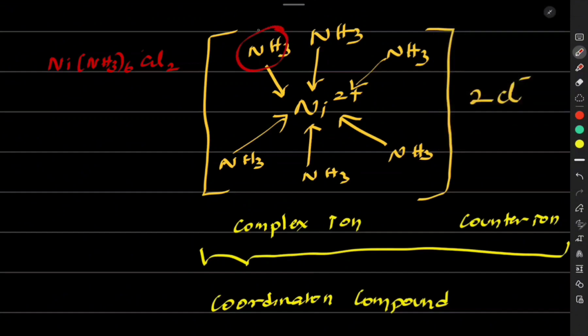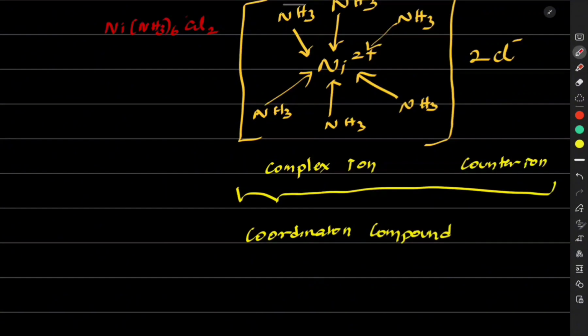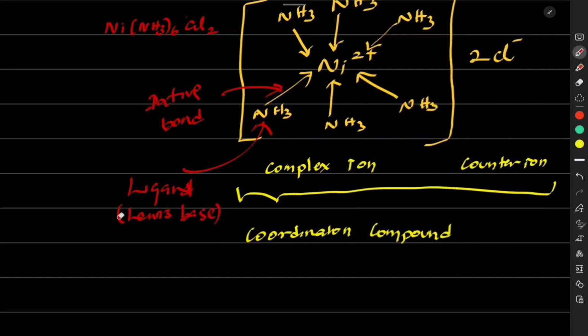This is a ligand. It is connected to a metal ion. Ligands are Lewis bases. Lewis bases donate electrons to a Lewis acid. In this case, the Lewis acid is the central metal ion, to form dative bonds with them. These arrows are dative bonds, and these are ligands. These ligands act as Lewis base, and the central metal ion acts as Lewis acid.